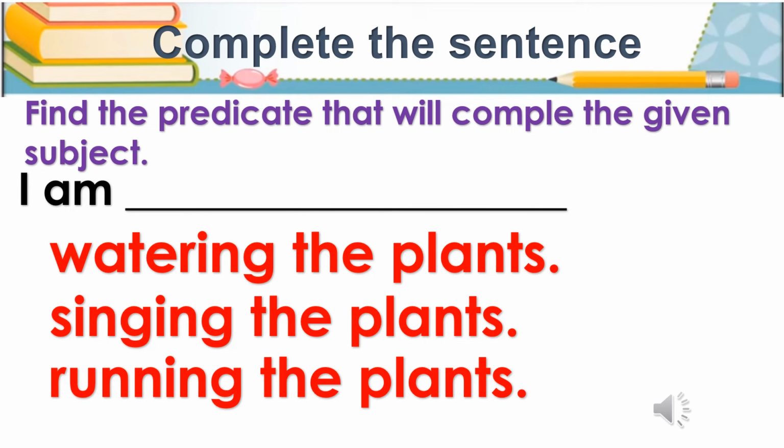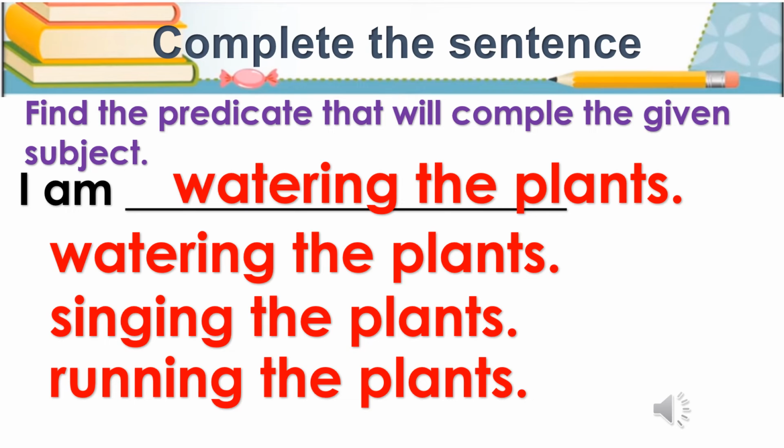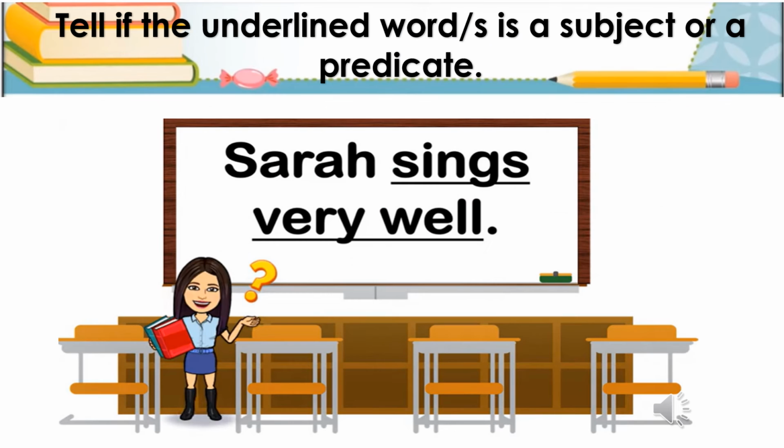Next, I am blank. Watering the plants, stinging the plants, running the plants. Which do you think is the right predicate? If your answer is watering the plants, you are correct. I am watering the plants. I am is the subject. Ako ay nagdidilig ng halaman. So anong ginagawa ko daw? Nagdidilig ng halaman. That is our predicate.